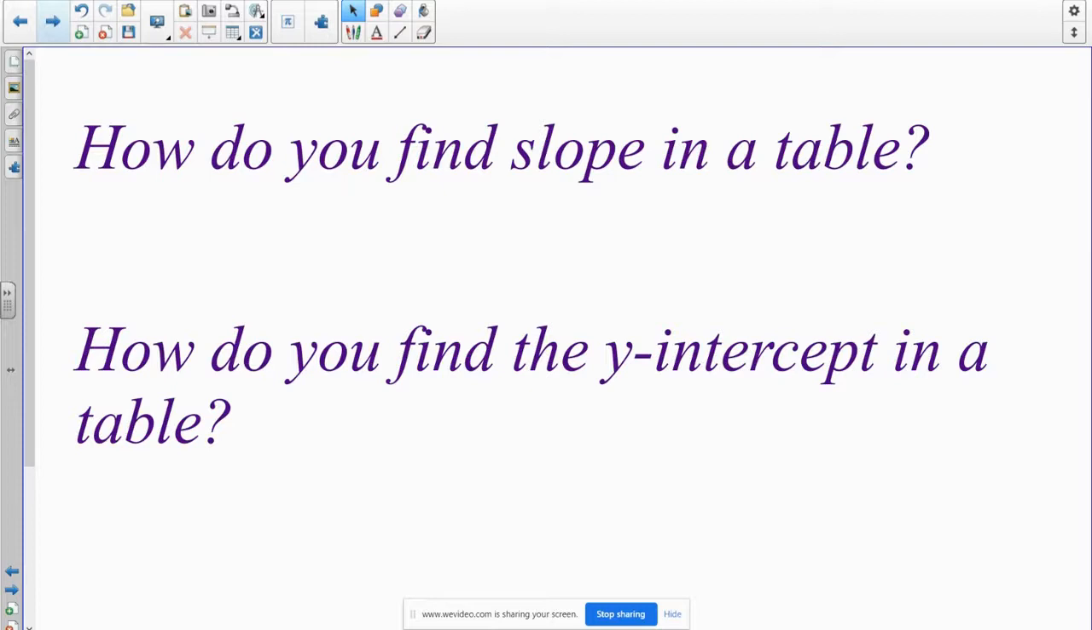So two questions that you need to ask yourself as we go through this is, how do you find slope in a table? And how do you find the y-intercept in the table? And I will show you some examples of where you find that slope and where you find that y-intercept. So when you get done with this video and done with this lesson, you should be able to tell anyone how do you find slope in a table and how do you find the y-intercept? So let's get in here.